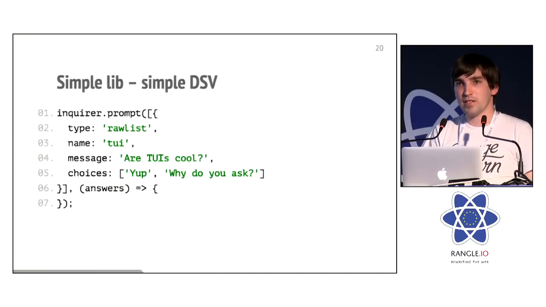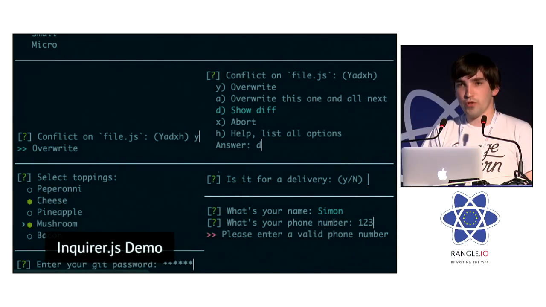Another option is a simple library which has a simple domain-specific vocabulary, so we can just dig into it in a few minutes and use it. One of them is Inquirer, which is used in Yeoman 2, but the disadvantage of it is that it's underpowered. So you can only create questionnaires using this library.